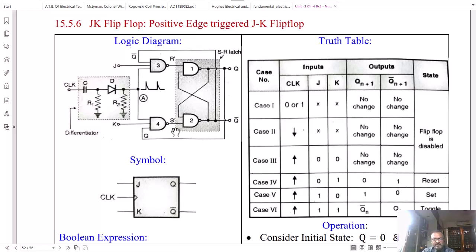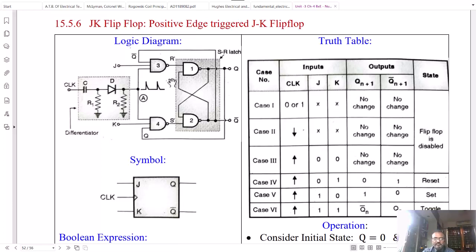When the S dash input is in logic 0 state, consider gate 2 now. This S dash input being 0 means this NOT gate output is 0 and the complement of it is 1. So Q bar becomes 1 and Q becomes 0. So can we summarize this state? When the K input is 1 and the clock is applied, you can reset the flip-flop, so that Q becomes 0.